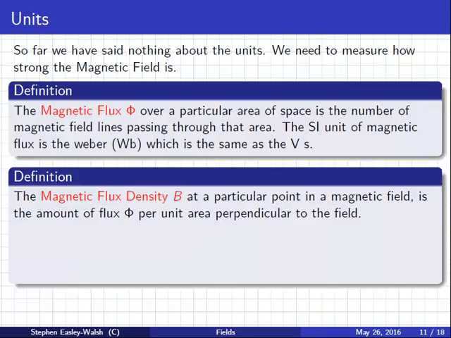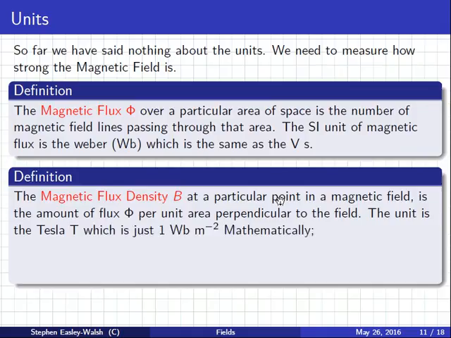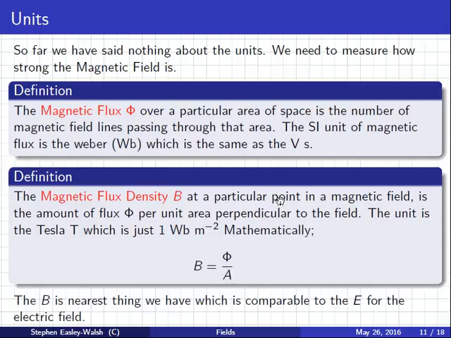Over area, yes. The unit is called the Tesla, which is just Weber per meter squared. And as a formula, like you said, Adnan, it is flux over area. B, magnetic flux density, is the nearest thing we have to E for the electric field. So a big E means a strong electric field, a big B means a strong magnetic field.